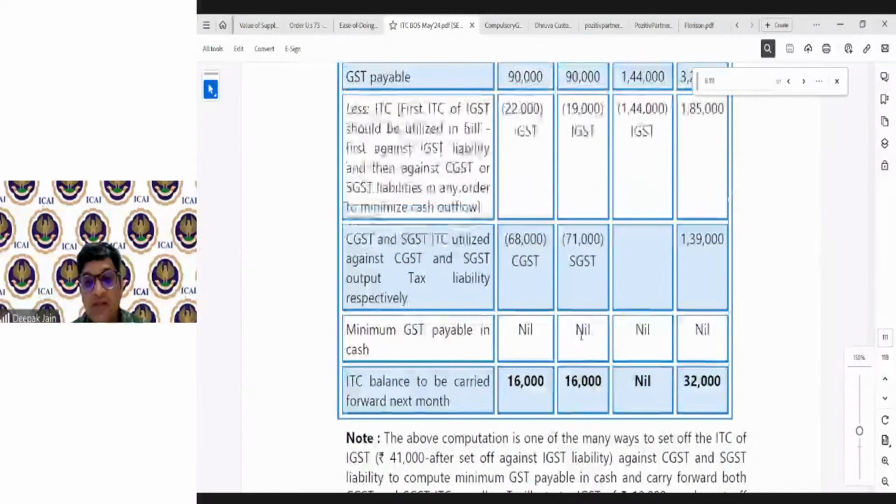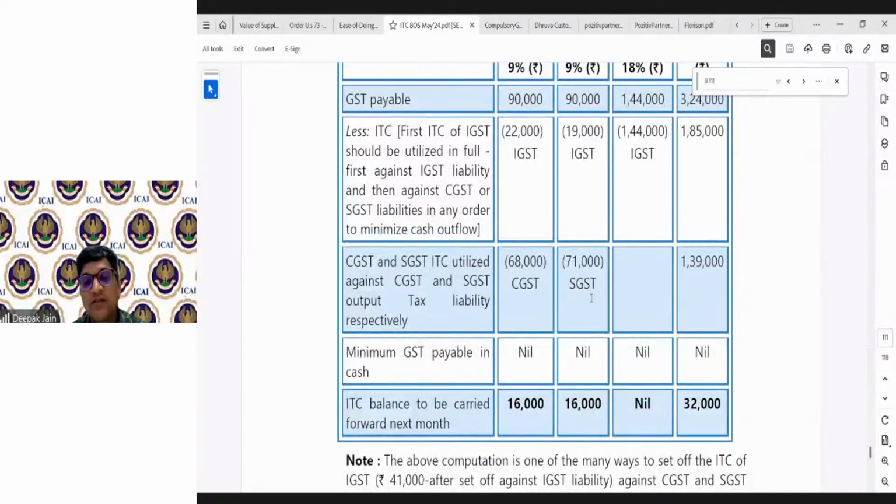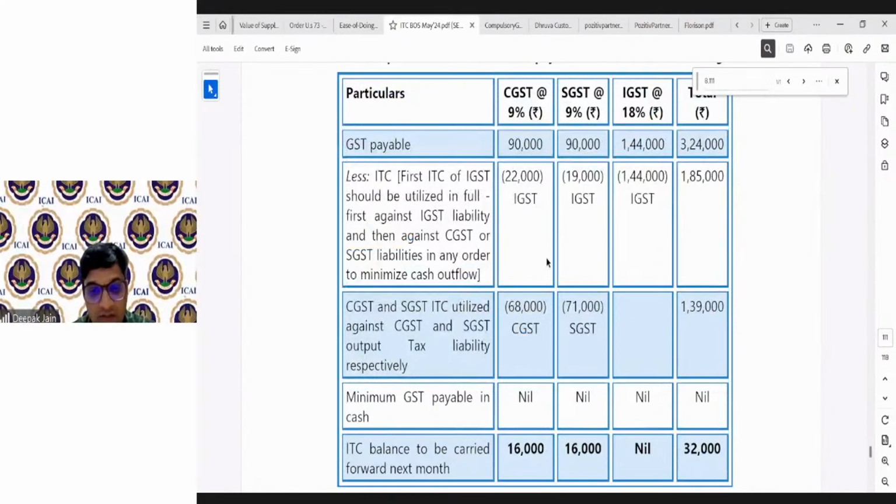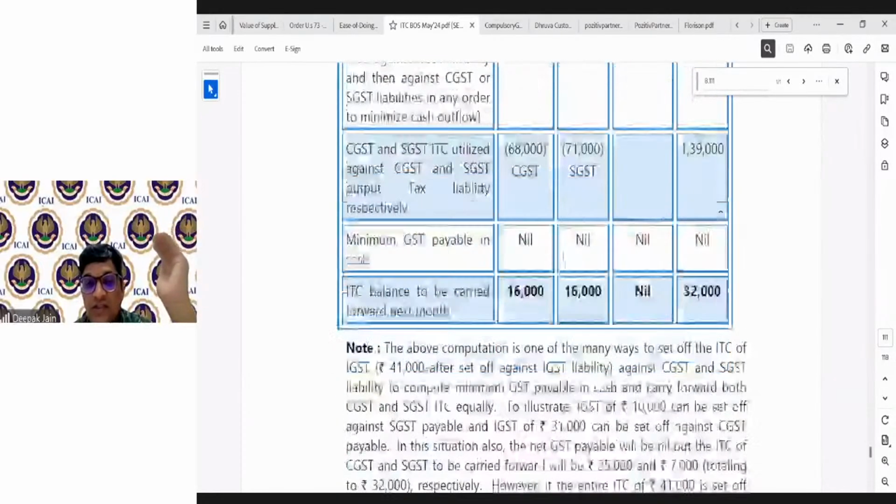How the IGST is apportioned? IGST is apportioned in such a manner that now, see, I don't have the question, right? We'll have to go through the question completely, Nistala, and understand. The main point what we have to learn from here is IGST credit utilized for your IGST liability completely and then apportion with your CGST and SGST.